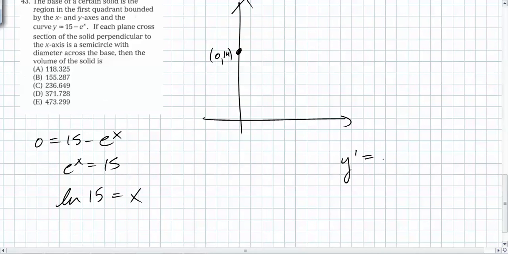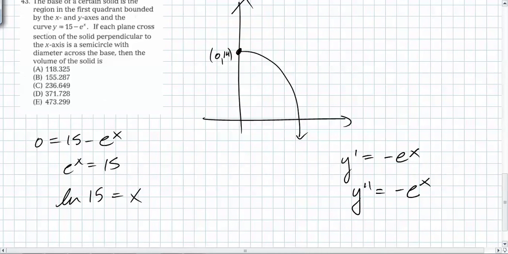Okay, what's y prime going to be? Negative e to the x, right? So what's y double prime going to be? Negative e to the x. And that is always going to be what? So it's going to be concave down. And the derivative is always negative, so it's always going down, so you're right. So it's like this? Okay. Anyway, I just wanted to show that.